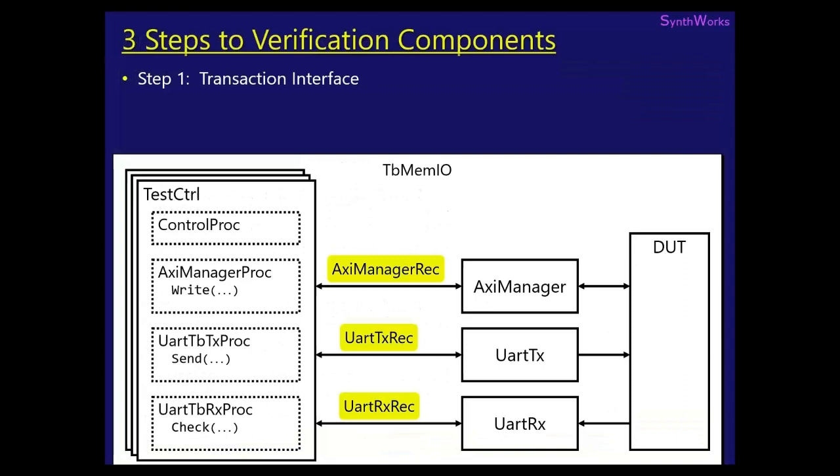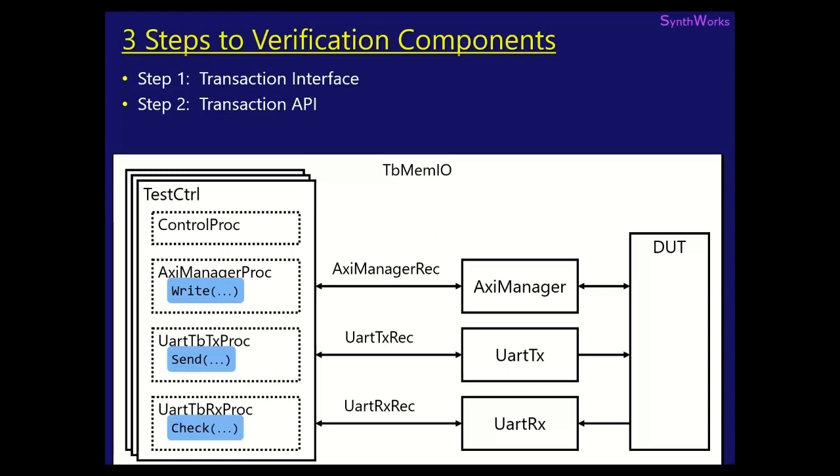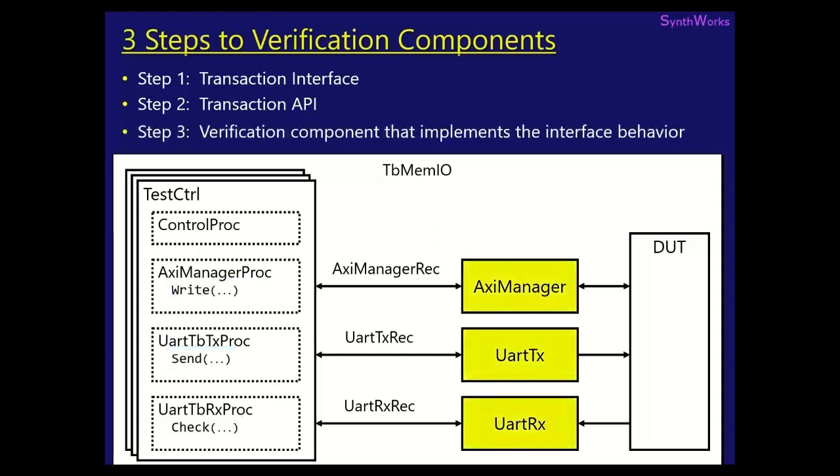Okay, so how do we build pieces? So let's start with the verification components. We have 3 basic steps to building our verification components. Step 1, we have to figure out how to connect things. And for that, we're going to use a transaction interface implemented as a record. Step 2, we need an API. We don't want to just be wiggling signals. We want to be abstractly talking to things. So we create an API for it. Step 3, we build out the verification components.